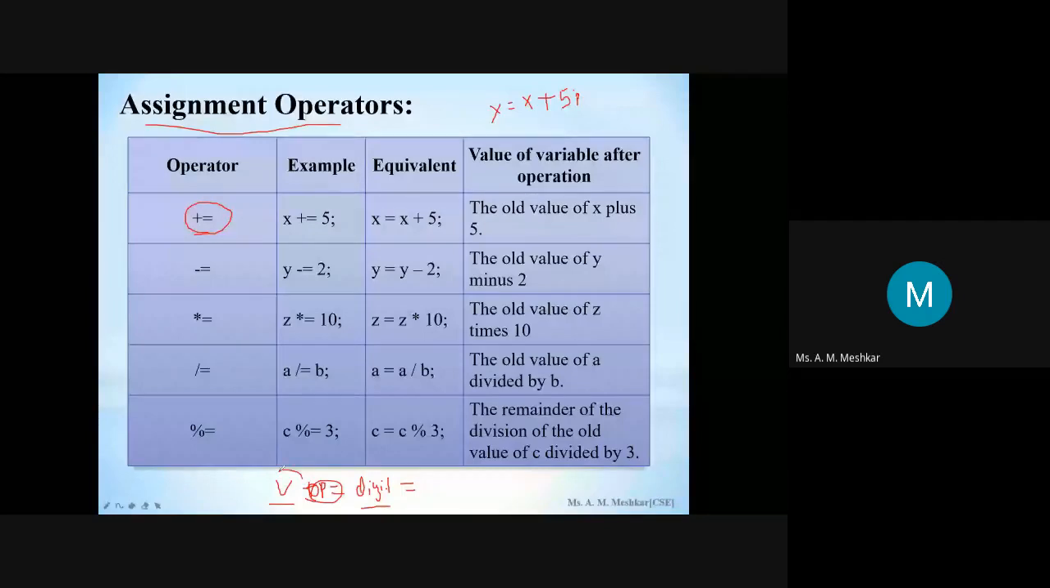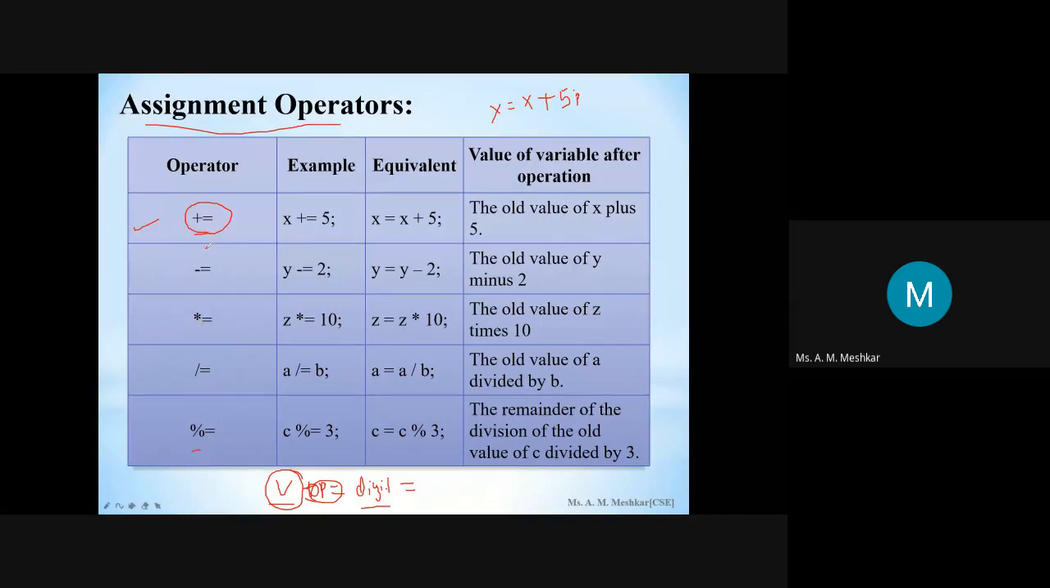Whatever the value in this variable and whatever the value of this digit, you have to perform this operation on both of them and then assign the result to the left hand side variable. Left hand side means the operator's left hand side. See here, various assignment operators are available: plus equals to, minus equals to, multiplication equals to, division equals to, modulus equals to.